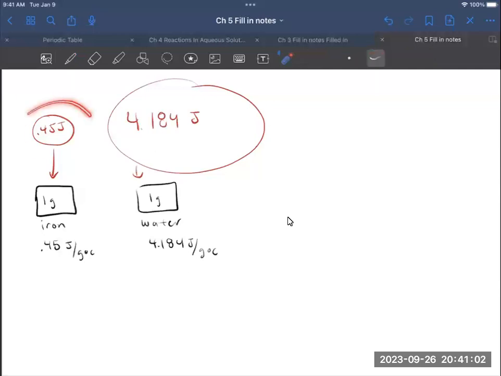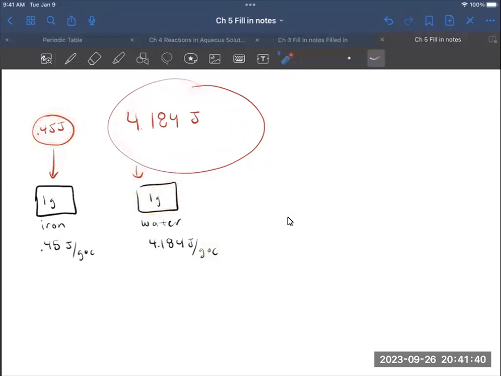Do you guys notice the change in size here? This is really important. It takes a relatively small amount of heat energy to change the temperature of iron. All I need to do is add just a measly little 0.45 joules of heat energy into 1 gram of iron, and all of a sudden its temperature will jump up by 1 degree Celsius. If I had added that same amount of heat energy to 1 gram of water, its temperature would not change by 1 degree Celsius. It would barely budge, because water requires much more energy to increase its temperature. So that concept is really important.